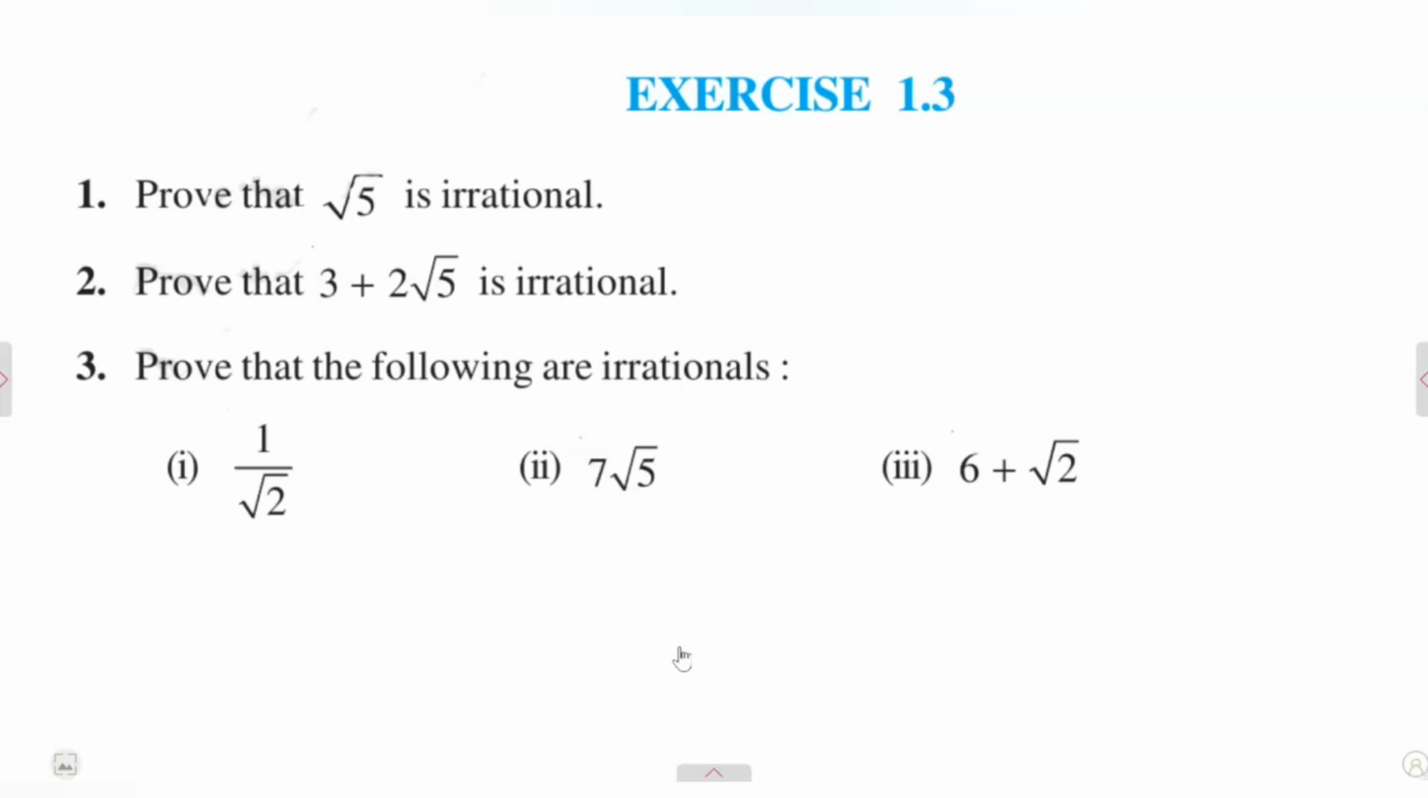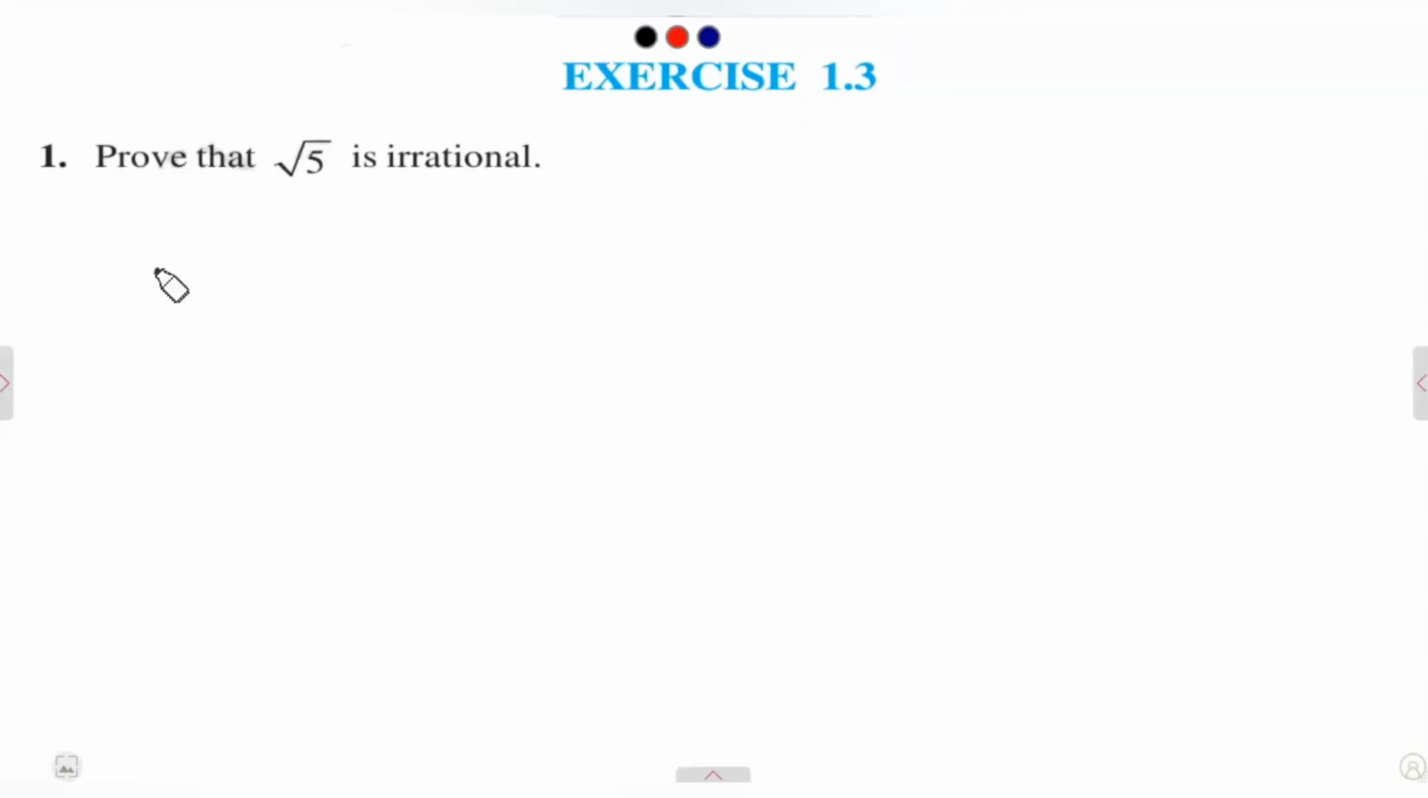Hello everyone. Today in this video, let us discuss all the solutions of these questions from exercise 1.3 based on theorem 1.3 and 1.4. All the proofs for irrational numbers. So let's start. Let us see the first question. Prove that root 5 is irrational. You need to prove that root 5 is irrational.